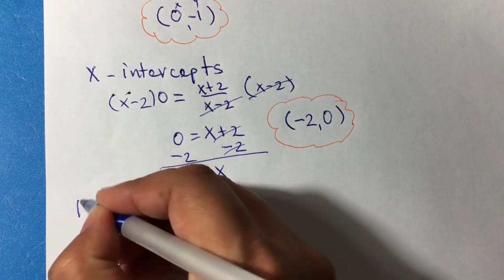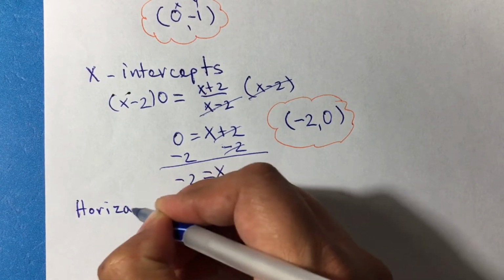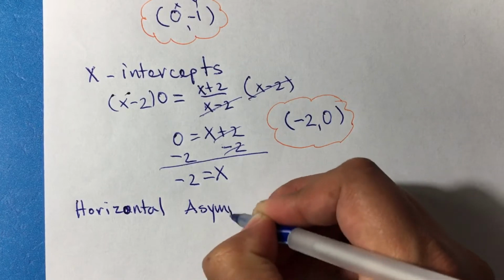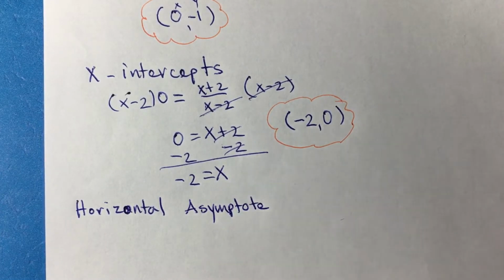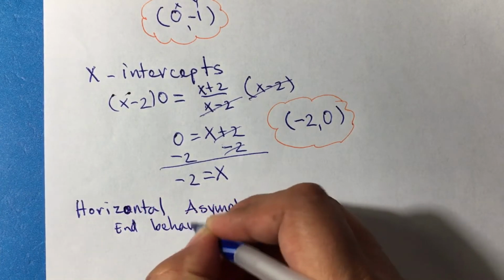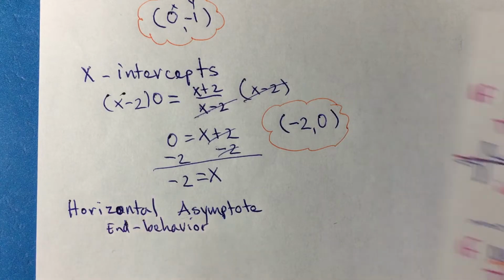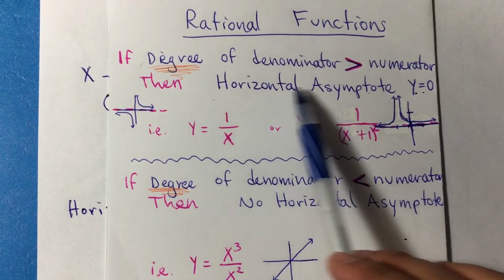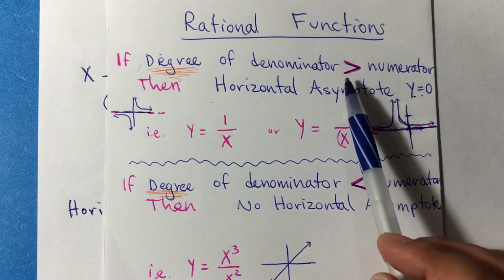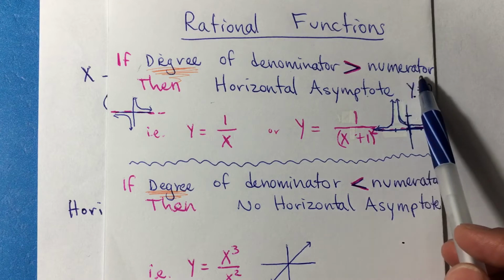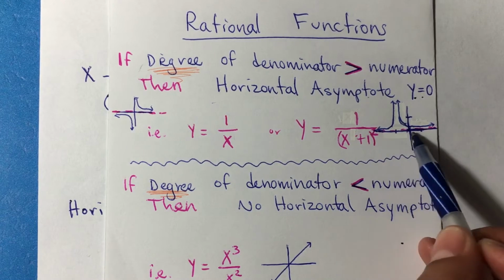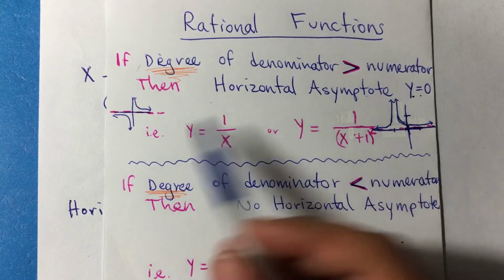Now I'm going to look for the horizontal asymptote, which also tells me the end behavior. To find the horizontal asymptote, these are the rules. If the degree of the denominator is greater than the one in the numerator, the horizontal asymptote is always y equals 0. So your asymptote will be right on the x-axis.